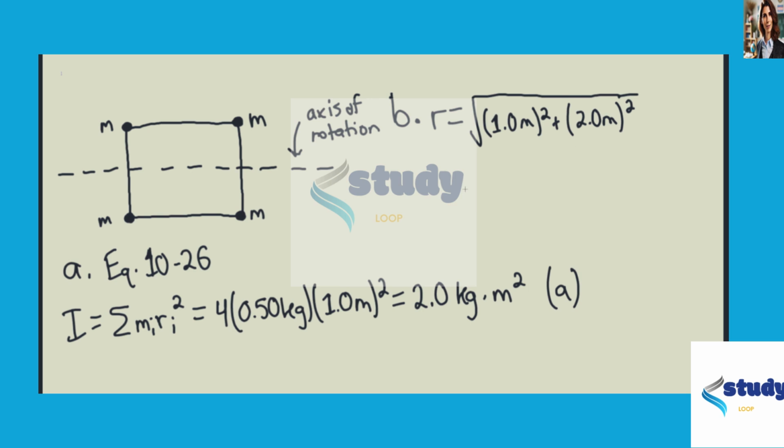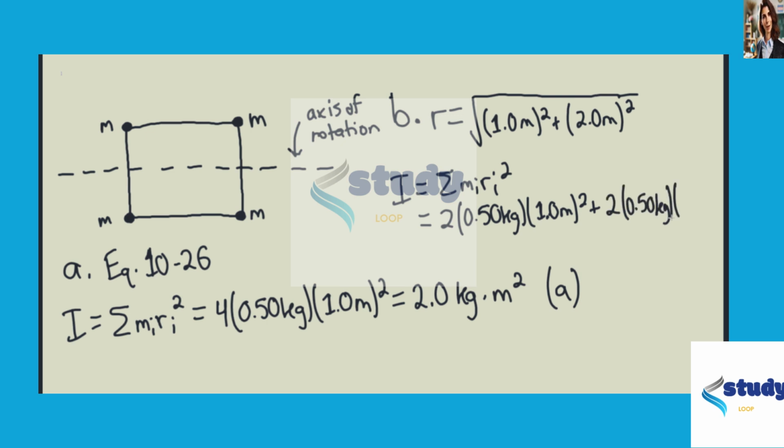And so we can say that I, for part B, would be equal to the sum of m sub i, r sub i squared. This is equaling 2 times 0.50 kilograms multiplied by 1.0 meters quantity squared, plus 2 times 0.50 kilograms times 5.0 meters.